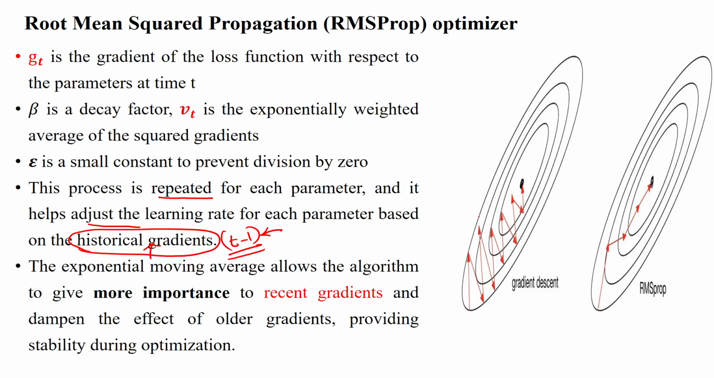This picture shows that gradient descent takes more oscillations to reach the convergence point. At the same time, when using RMS propagation, due to the adaptive learning rate at each step, you can see that a very minimum number of iterations or epochs is needed to reach the convergence point. So the convergence speed is higher than the batch gradient descent algorithm. Thanks for watching.